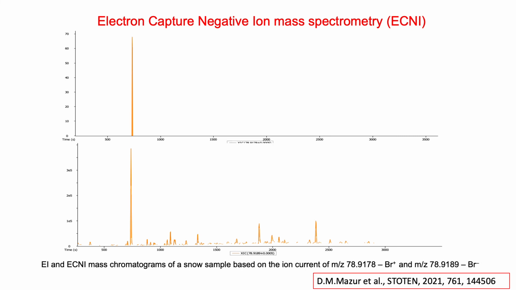Just one lonely peak here and about 50 individual compounds in the case of electron capture. And look at the intensity of those peaks. Just 70 here and 30,000 here, so almost 1,000 times more sensitive method. And surely it's very important when you are looking for some halogenated compounds.